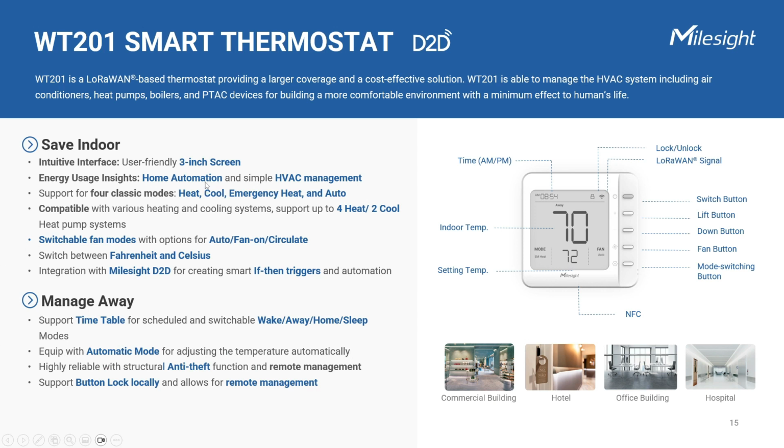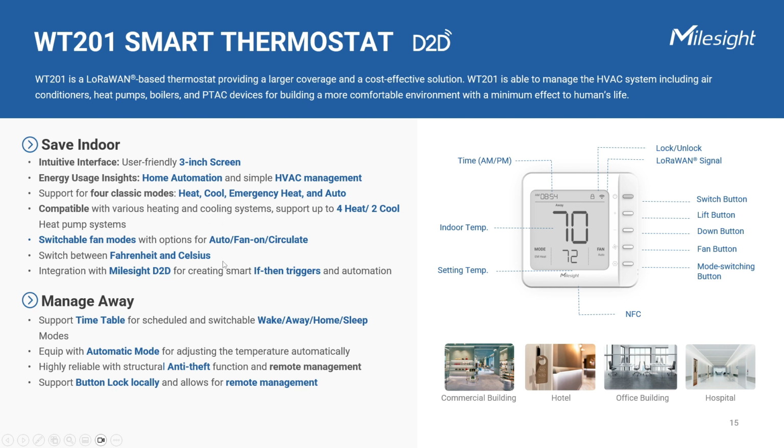Moving on to the second product, the WT201 Smart Thermostat. You can use it to manage air conditioners, heat pumps, boilers, and PTAC devices. They are very common HVAC systems. It comes with a large LCD screen and supports up to 4 heat and 2 cool heat pump systems. There are 4 classic modes including heat, cool, emergency heat, and auto. Clicking the fan button on the thermostat allows you to switch between auto, on, and circulate.